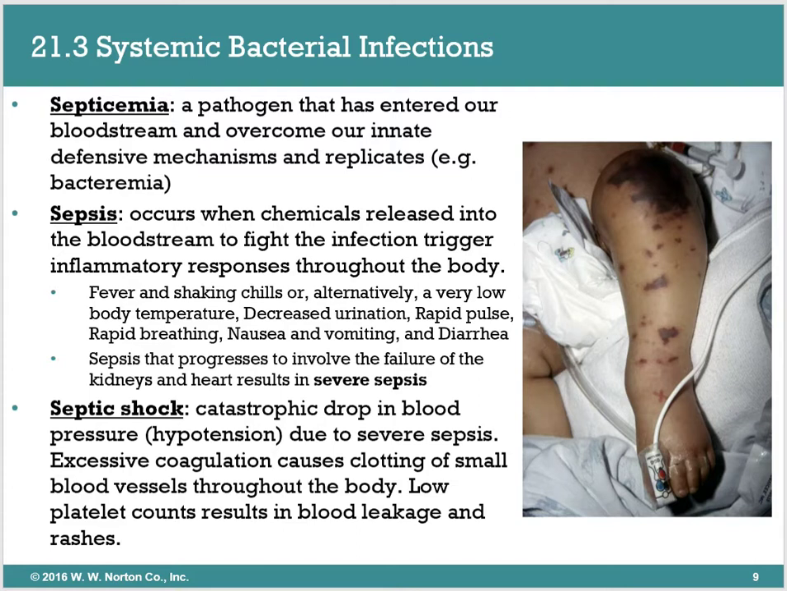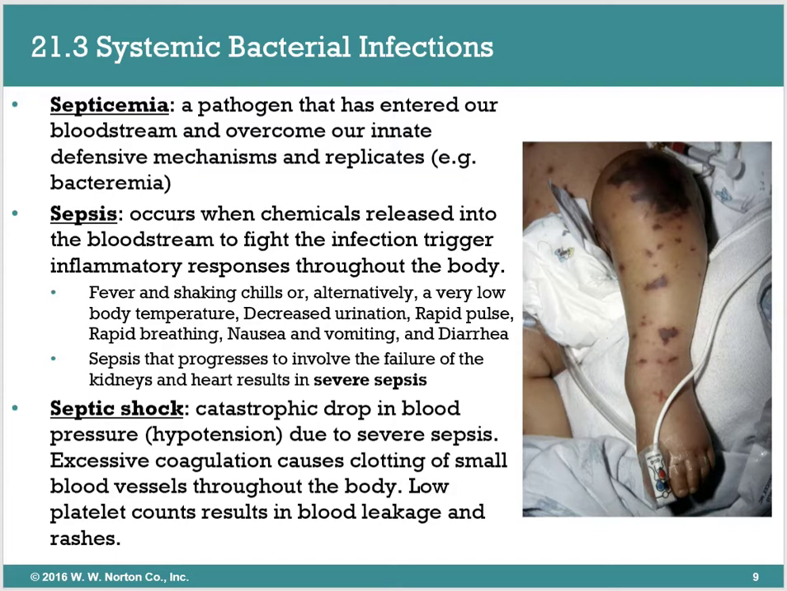Now, sepsis is whenever a chemical is released into the bloodstream in order to fight the infection, but as a result, it triggers inflammatory responses throughout the entire body. So you'll get fever, chills and shakes, and a very low body temperature compared to normal. You won't want to urinate. You'll have a rapid pulse and severe diarrhea. A lot of times, if sepsis progresses, your kidneys will start failing and your heart will start failing, and that's severe sepsis, and that can very easily result in death. And then septic shock.